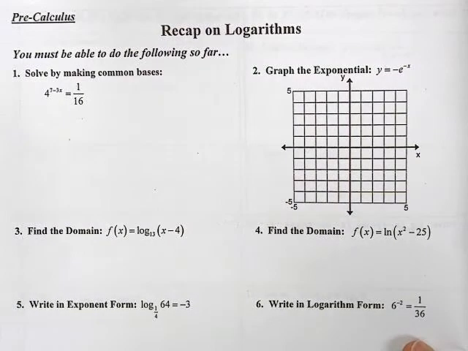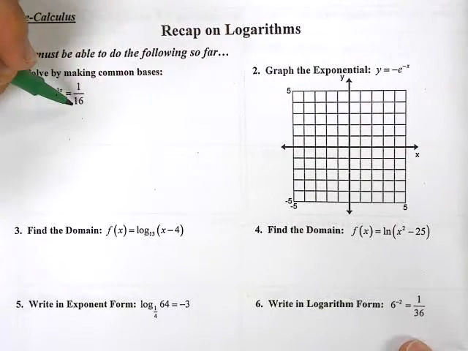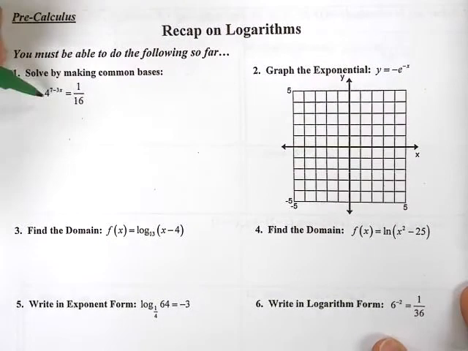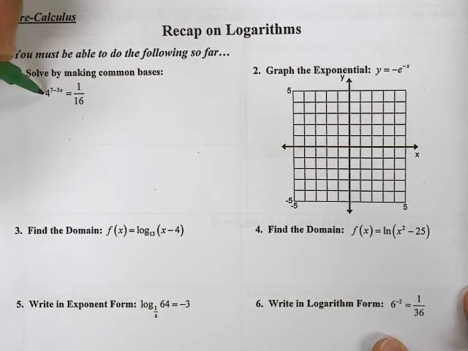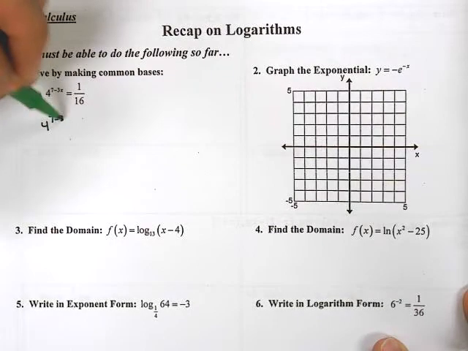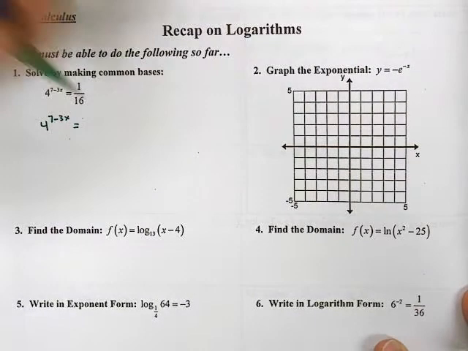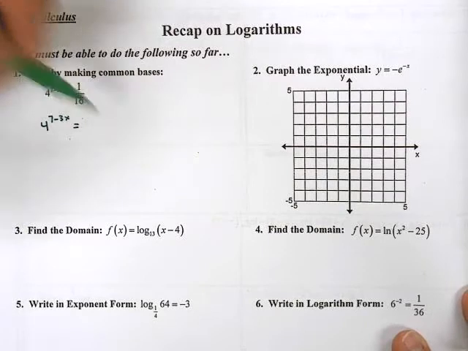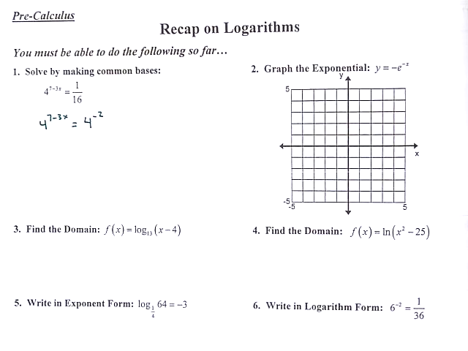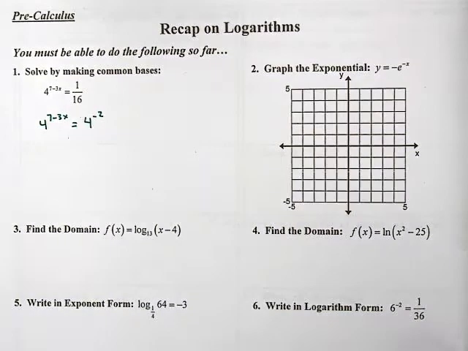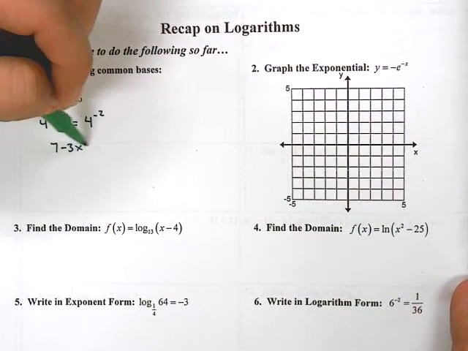We need to be able to solve by making common bases. So I look at 4, I look at 16. I recognize that I can make both of these have a base of 4. What do I do to make this 4? Nothing at all. It already is. 1 over 16? Well, I can change that to what? What if it was just a 16? Well, then it would be 4 squared. But it's in the denominator, so I have to raise it to the negative second power. Alright, and then now I have common bases, so I'm good to go.